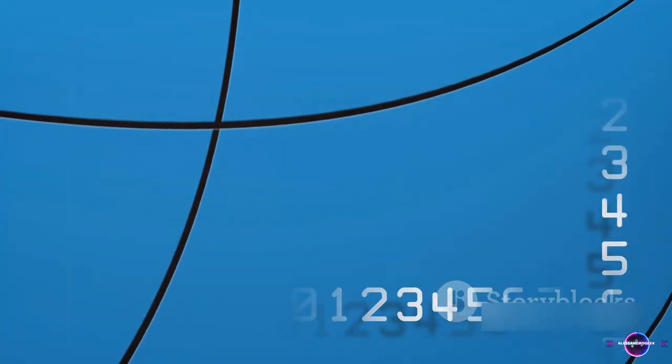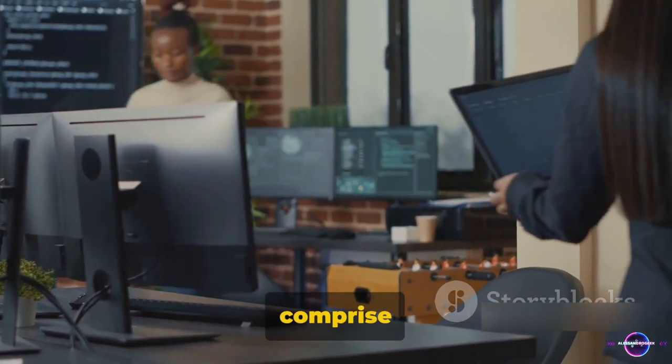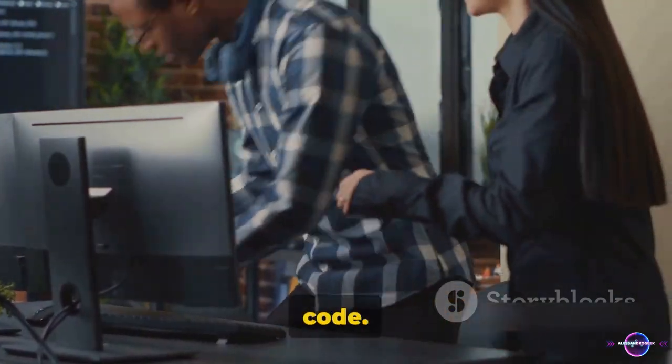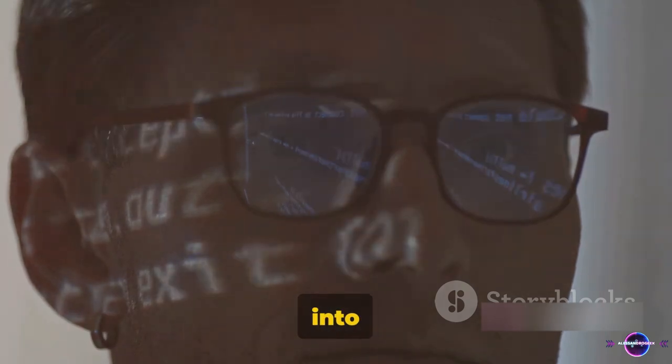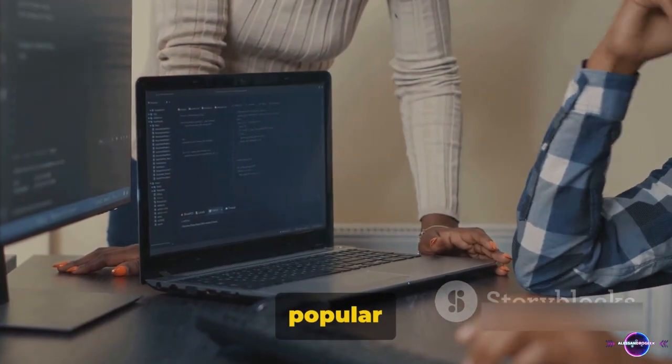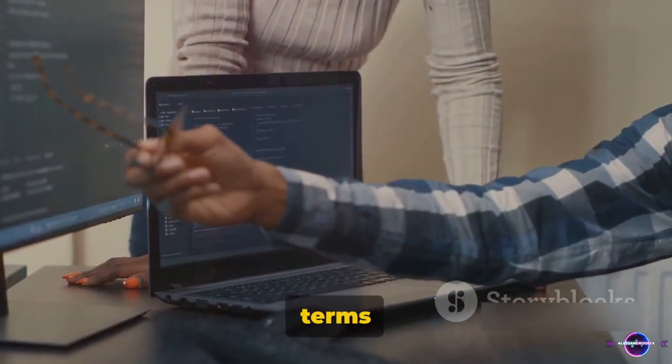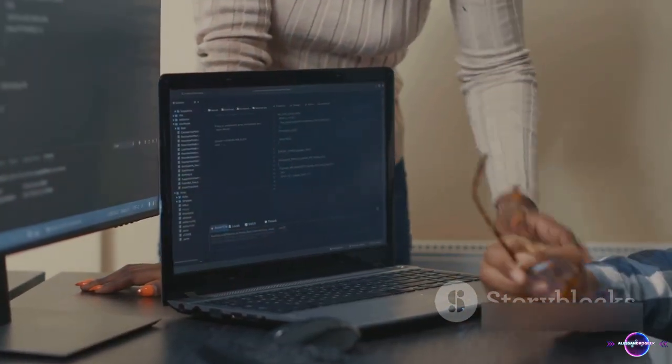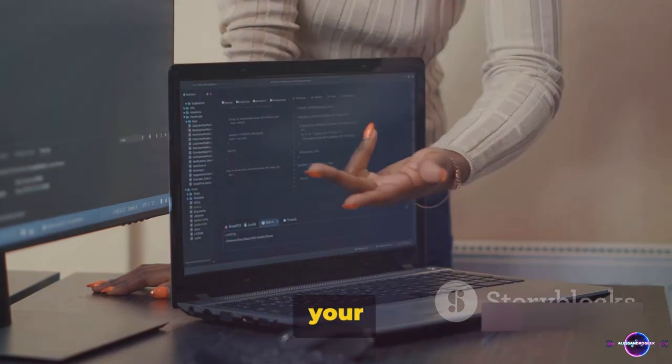Yes, you heard it right. Windows 11 is estimated to comprise more than 50 million lines of code. Now let's put these 50 million lines of code into perspective. How does Windows 11 compare to other popular software or operating systems in terms of lines of code? That's a question that might be lingering in your mind.